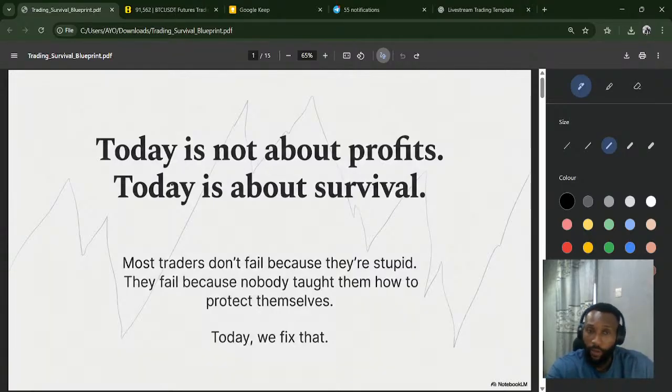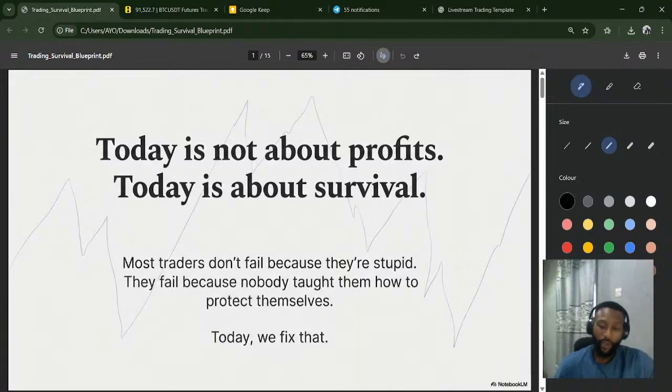So as you can see from what we have here, today is not about profits. Today is about survival. Most traders don't fail because they are stupid. They fail because nobody taught them how to protect themselves. So today we are going to fix that.